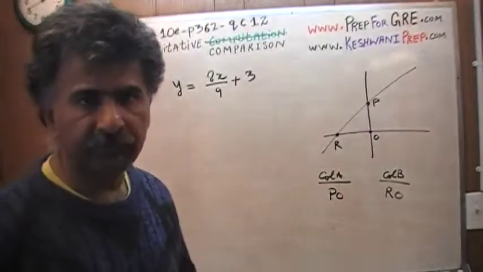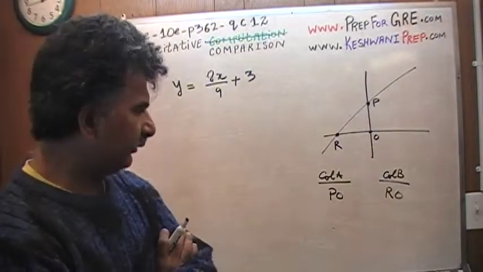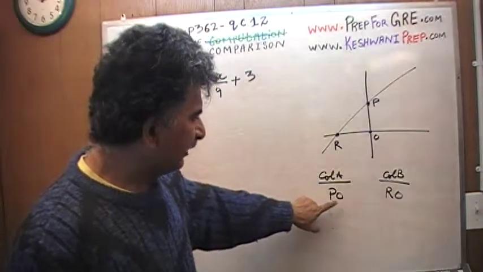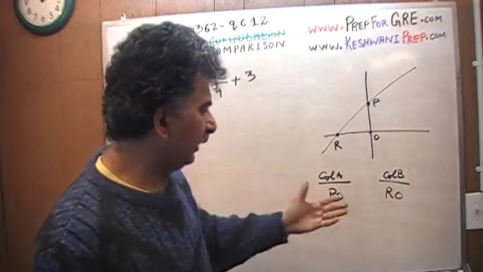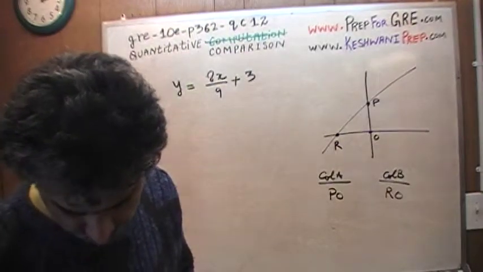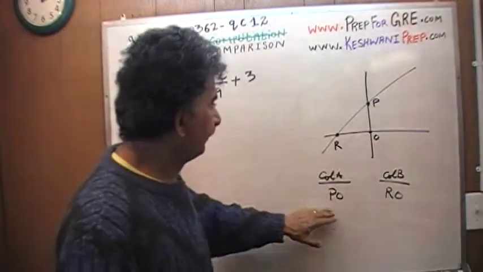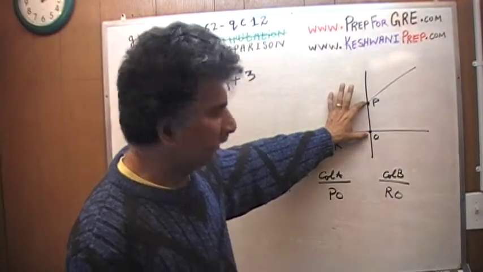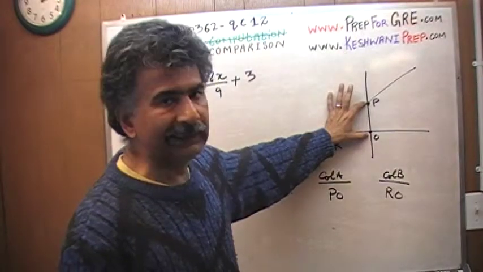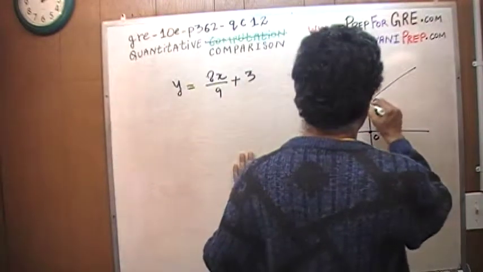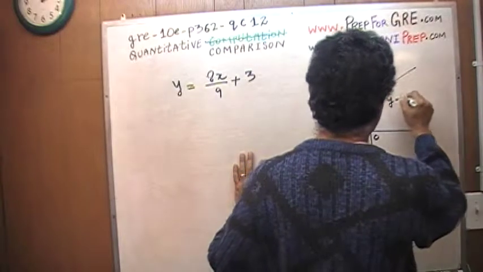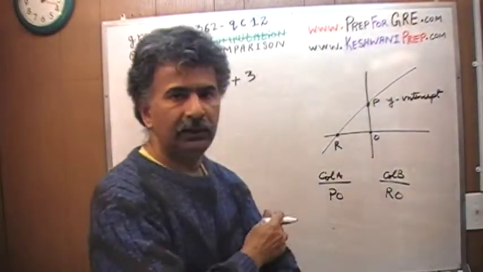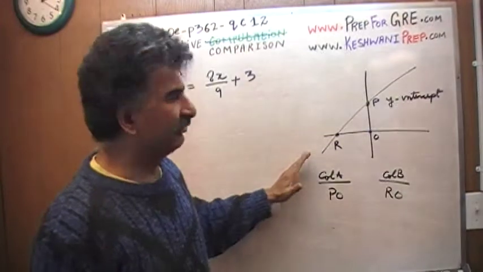But before we actually start solving the problem, let's first understand what these distances signify. The distance PO, P to O, OP would have been better, but anyway. This distance right here that I'm showing you, from the origin to the point P, is called the y-intercept. It is called y-intercept because that is where the line that we have intersects the y-axis.